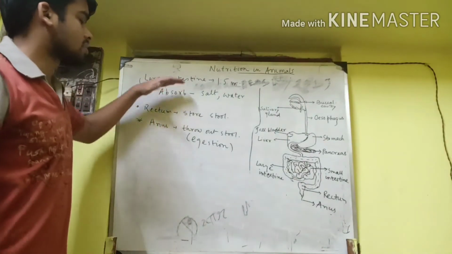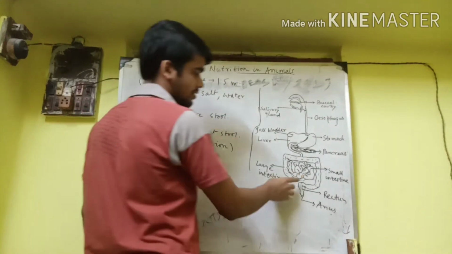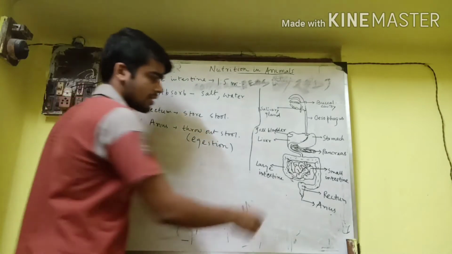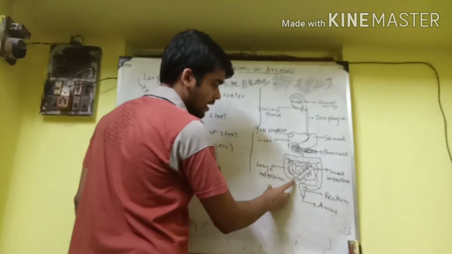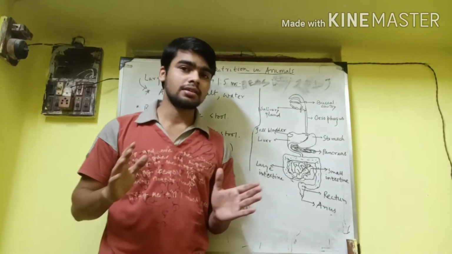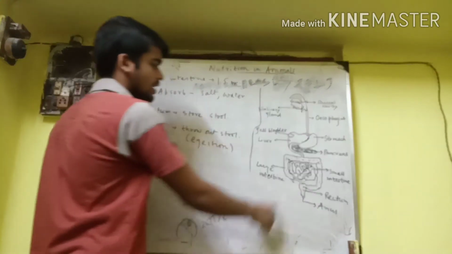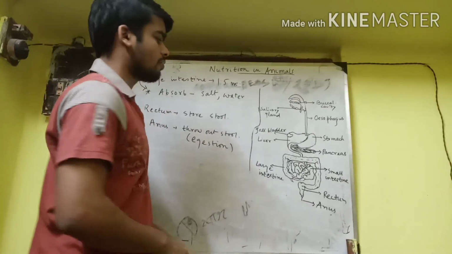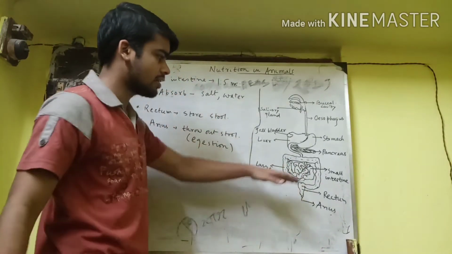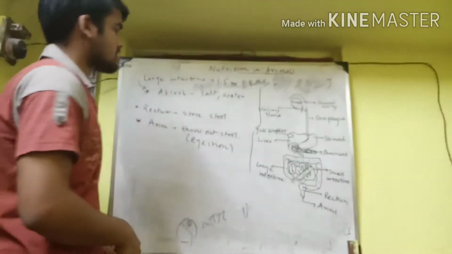Coming to the next part, that is the large intestine. After absorption and assimilation occur in the small intestine, the remaining undigested food, about 10 percent, enters the large intestine. The large intestine is about 1.5 meters in length. It is also coiled, though not as highly coiled as the small intestine. So what happens in the large intestine?